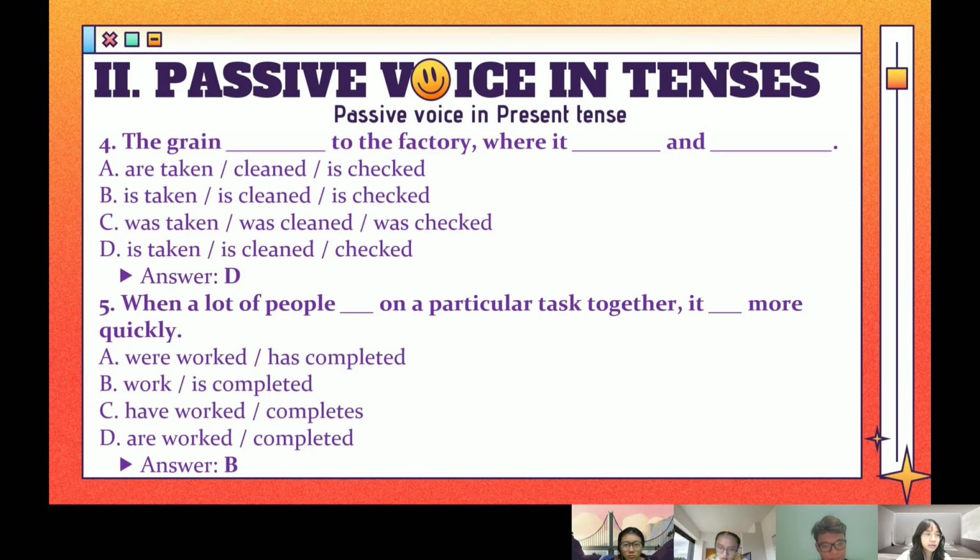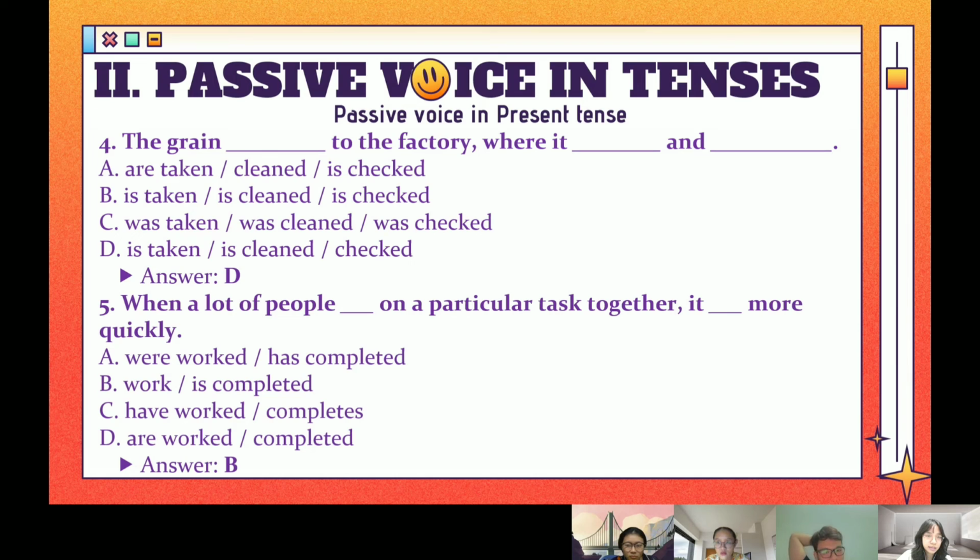In this exercise, please choose the correct answer for the sentences. The sentence number 4, I would like to find C. Thank you, it is correct. The answer is D because the grain can't go to the factory by itself. The grain can't move. So the grain must be taken to the factory. That's why we fill in here is taken.